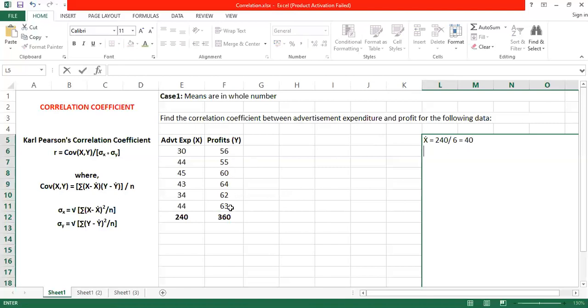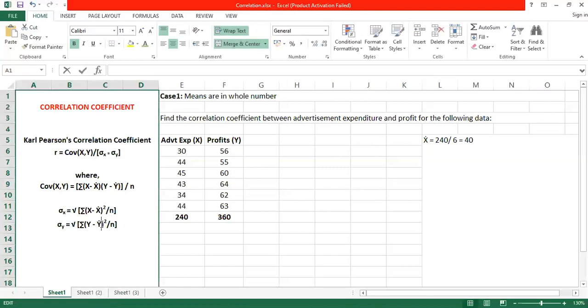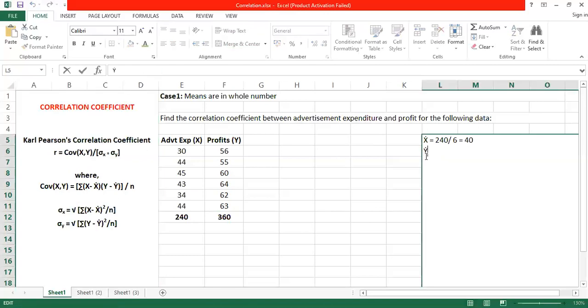Let me come down. Same thing I need to do for y as well. So I'm taking y bar equals summation of y, which is 360, right? Total of this, and again we have 6 values. So it is divided by 6, which equals 60, right? Now see, the case says means are in whole number, and both the means are in whole number. So we can apply this formula, right?